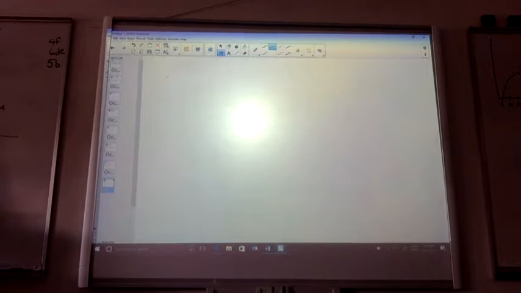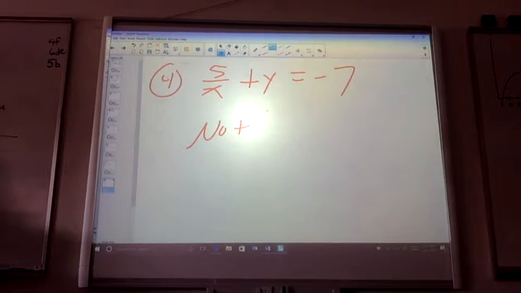Okay, number 4. Linear or not? Nope, not linear. Is it a function? I think so. The graph of this would probably look something like this. So that's definitely a function. I'm not expecting you to know that graph though. So if you could tell me that number 4 is linear or not linear, I think you're fine. You've done that part.